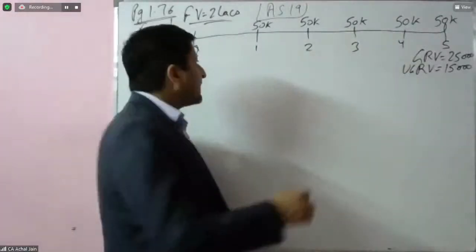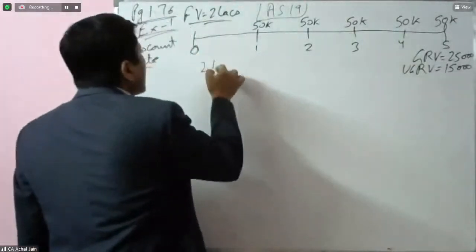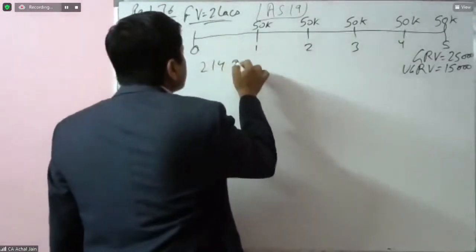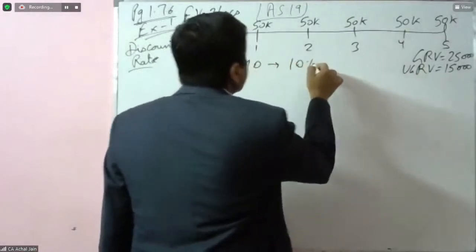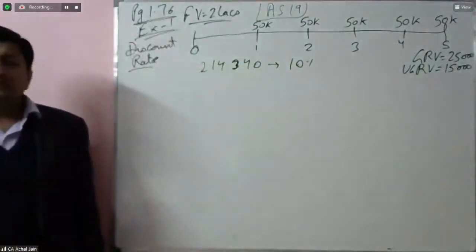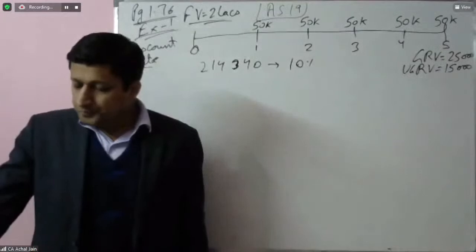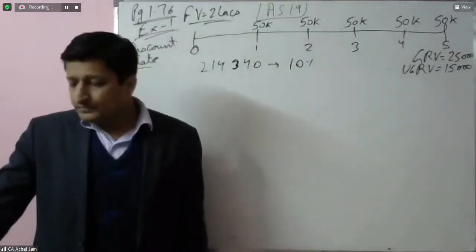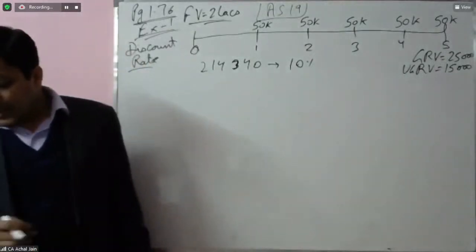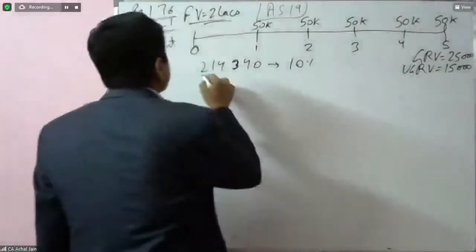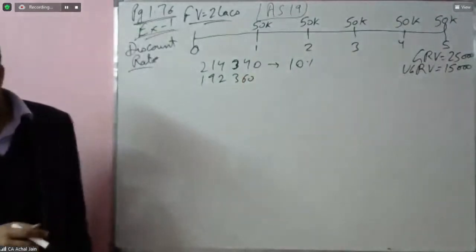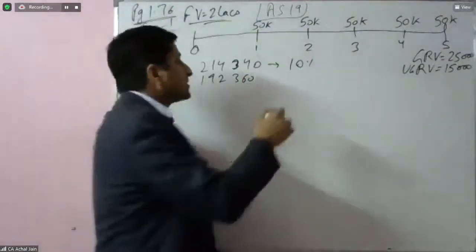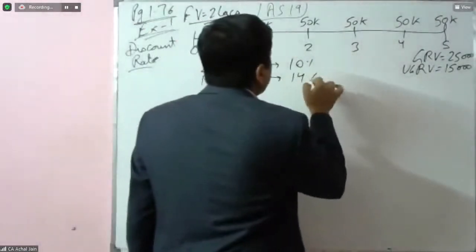Okay, so our fair value was 2,14,340 when the rate was 10%. And this changed to 1,92,360, I guess, when the rate was changed to 14%.